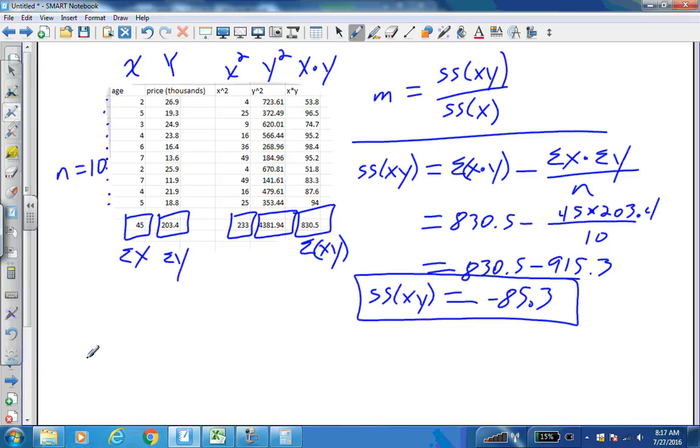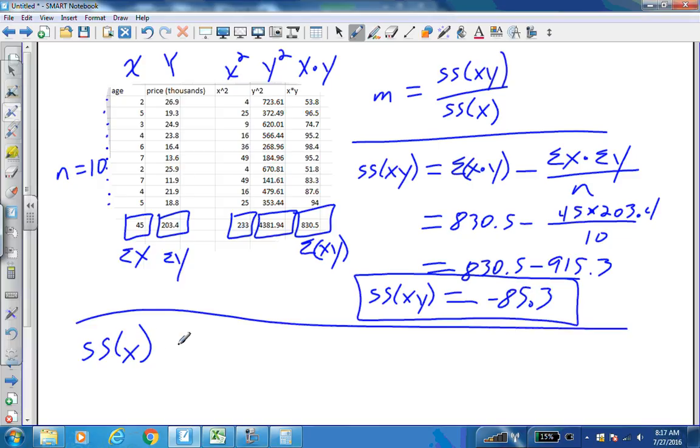Now if we can get the sum of the squares of x, we can combine that and get the slope. Recall that that's the sum of the x squared column, meaning we square x, then we add those up. So this is what we get when we squared the x: 25 is 5 squared, 9 is 3 squared, 4 squared. So these are the x squareds, and then we add those up.